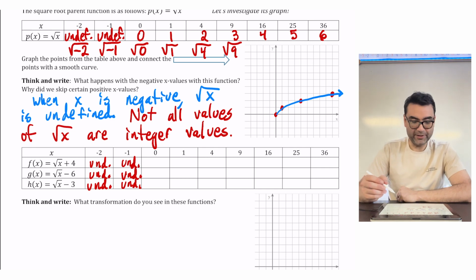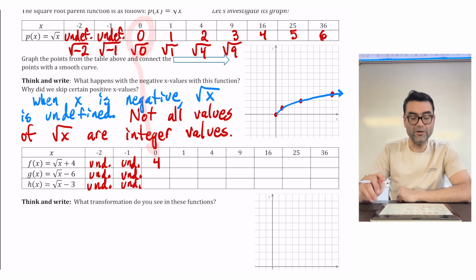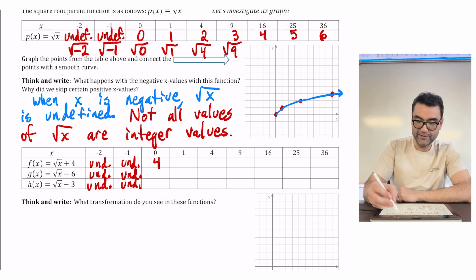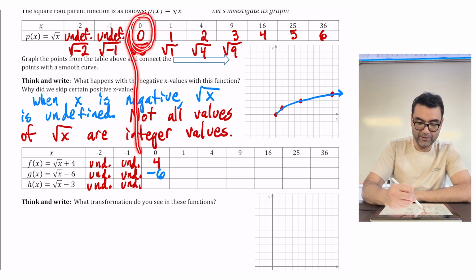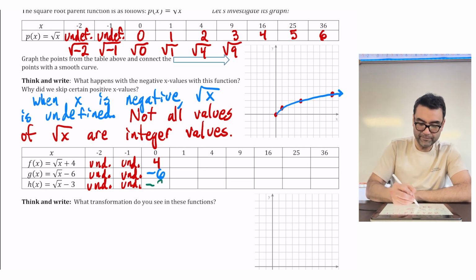So let's talk about f of x. Square root of 0 is 0, but then when you add 4, this would be 4. So literally, this is from this value here, and when you send it over here, you're just adding 4. Similarly, for g of x, square root of x minus 6, this would be 0 minus 6, so this would be -6. And again, that's from this value here. 0 is the function value, but when you subtract 6, 0 minus 6. And lastly, square root of x minus 3, so 0 minus 3 is -3.